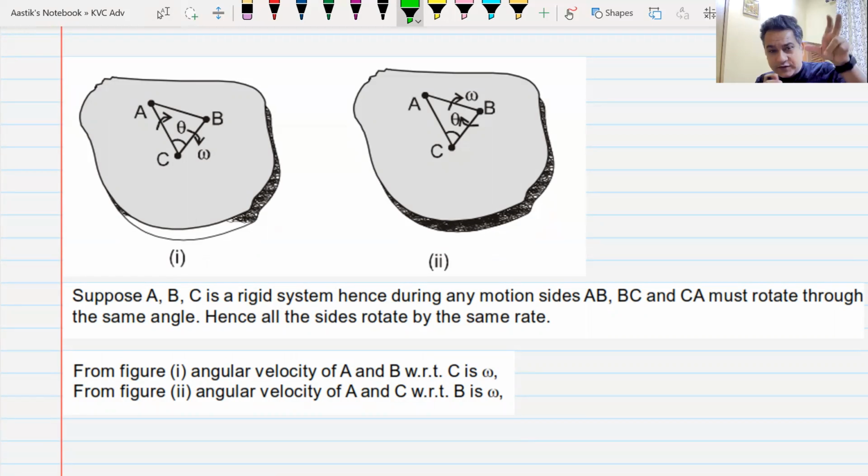So, if AC turns by some angle, BC should also turn by the same angle with respect to any point, and AB should also turn by the same angle. Do we understand this? So, their relative orientation must remain the same. Do we get this? Yes or no?